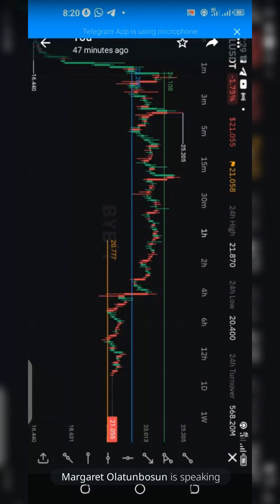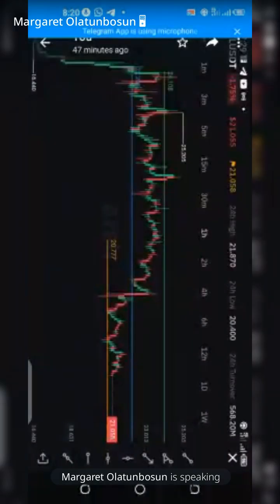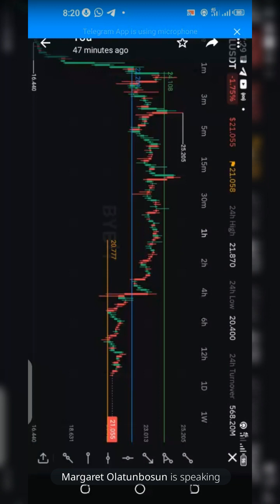So that is a little I have about resistance and support. We just want to have that in mind whenever we want to enter a trade: we want to buy at support and sell at resistance. And it also depends on what we are trading, whether it is short or long. If you are trading long, you buy at the support, then you sell at resistance. If you are trading short, you sell at resistance and buy back at support.